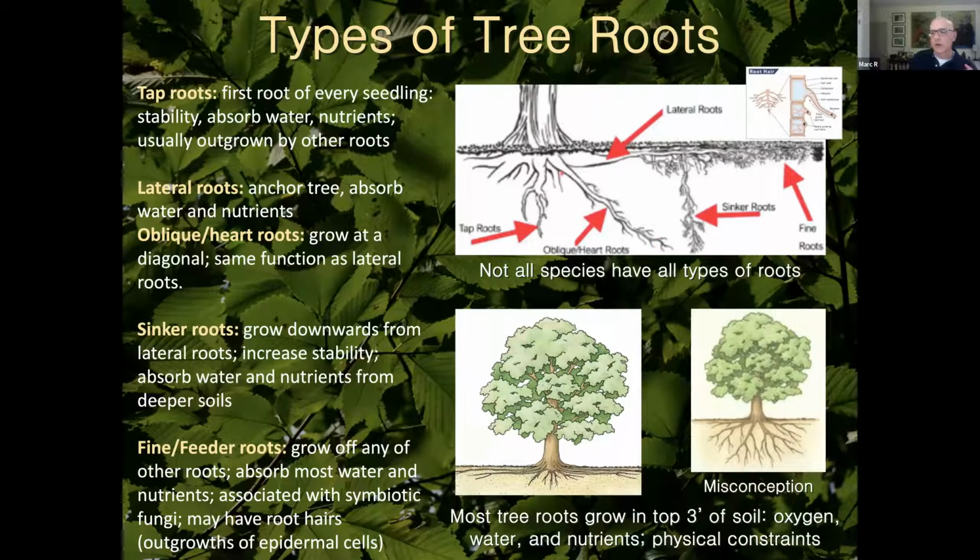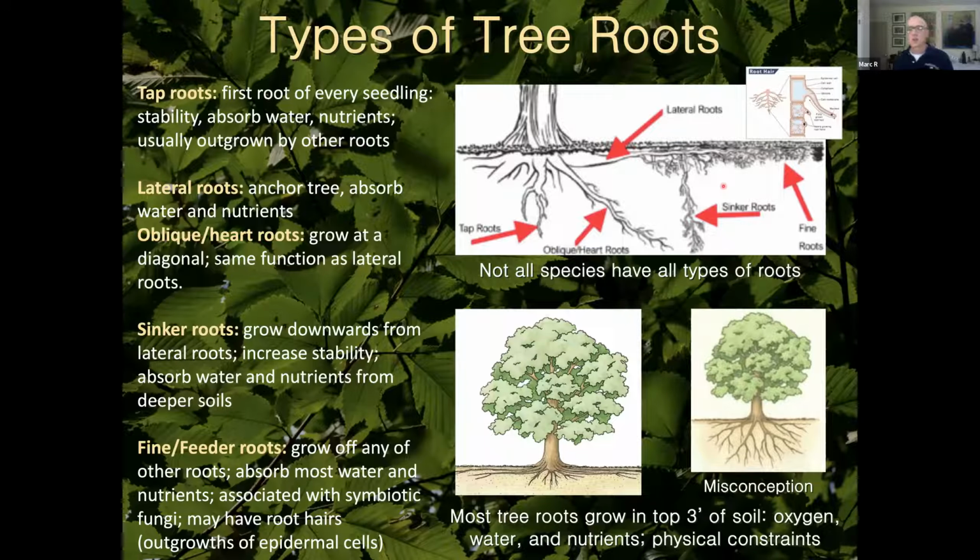So oblique roots or heart roots are very similar to lateral roots, but instead of growing parallel to the surface, they grow down in, together they can form sort of a heart or spherical shape. But they have the same basic purpose as a lateral root. Now, lateral roots and oblique roots send down these things called sinker roots. And those are really designed to help increase the stability of the tree, but also to get down to the deeper nutrients and water in deeper soils. So much of it depends upon the exact site and the exact formation of the soil and the rock beneath it that each individual tree is growing in.